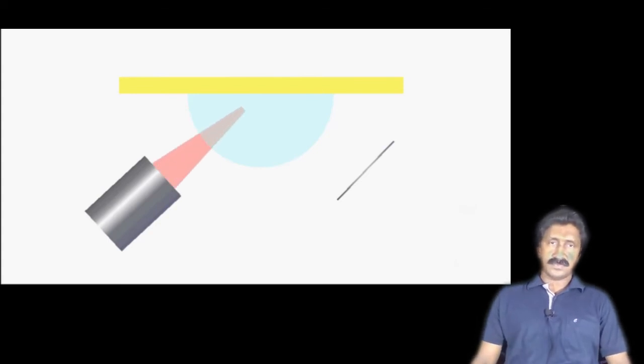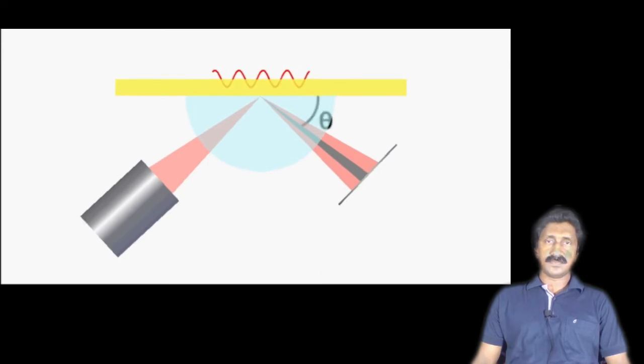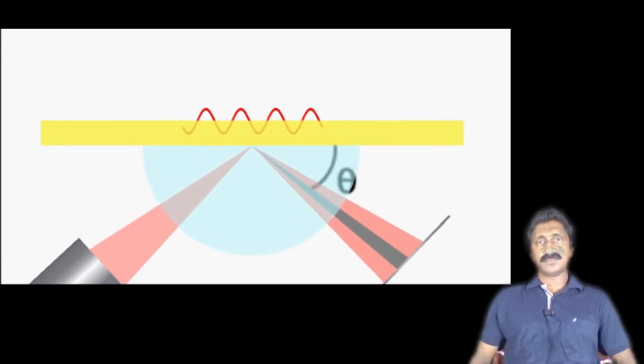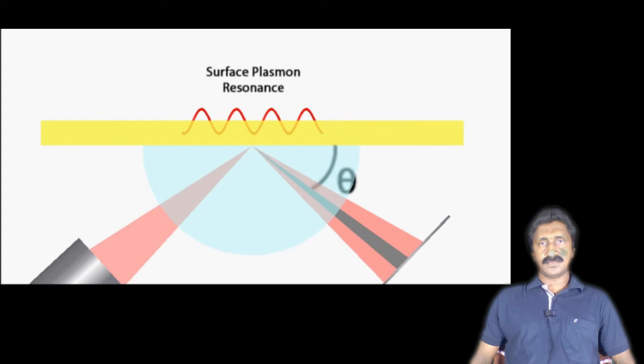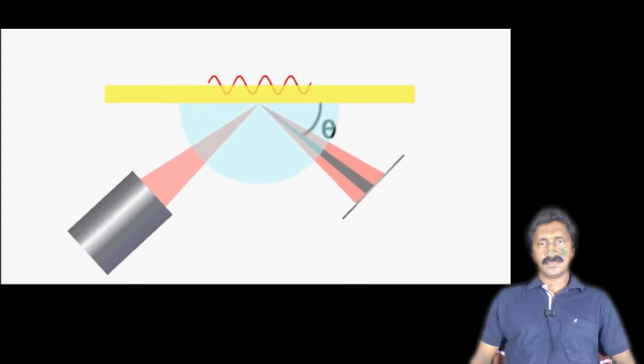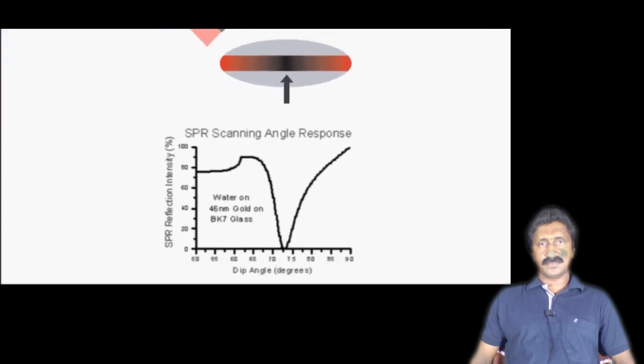In this setup, a light source passes through a prism, reflects off the backside of the sensor chip surface, and into a detector. At a certain incident angle known as the resonance angle, light is absorbed by the electrons in the metal film of the sensor chip, causing them to resonate. These resonating electrons are also known as surface plasmons, which are sensitive to the surrounding environment. The result is an intensity loss in the reflected beam, which appears as a dark band and can be seen as a dip in the SPR reflection intensity curve. The shape and location of the SPR dip can then be used to convey information about the sensor surface.